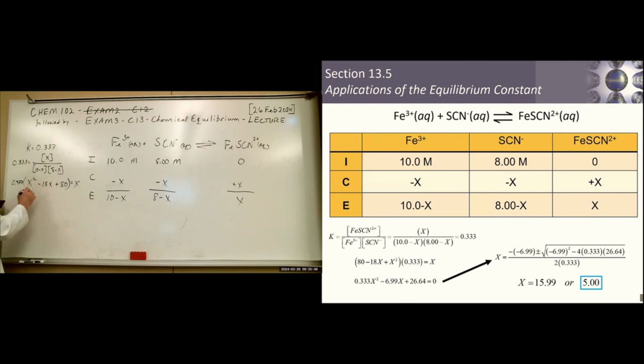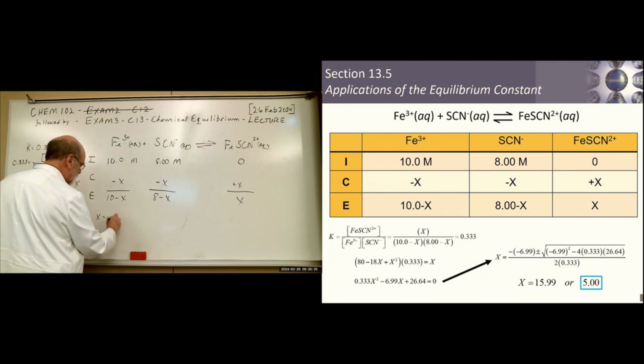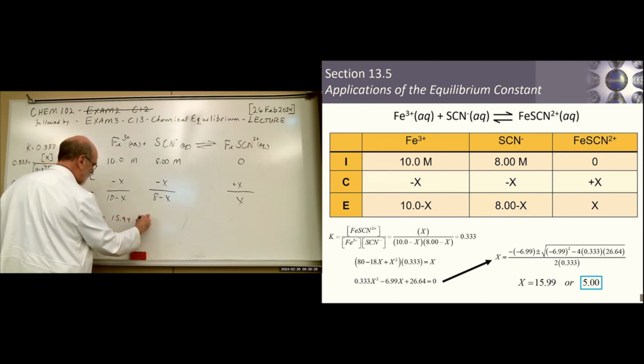So once we get it in the quadratic form, then X equals minus B plus or minus square root B squared minus 4AC all over 2A. Well, what are those values equal to? Well, the A, of course, is the coefficient of X squared. B is the coefficient of X, and C is the constant number. And you end up with 2 values, right? Because you got a plus minus. And the 2 values are X is either equal to 15.99 or 5.0.